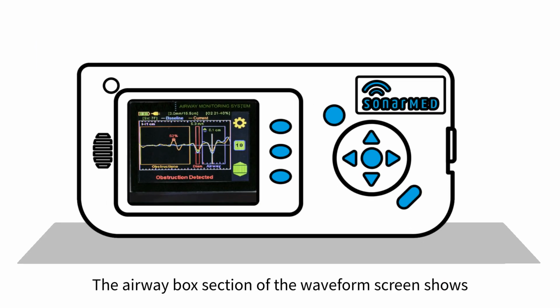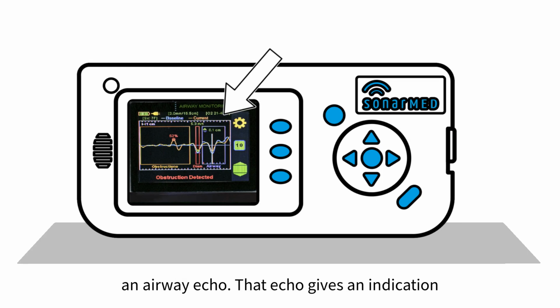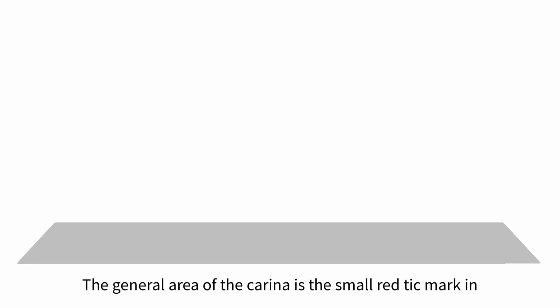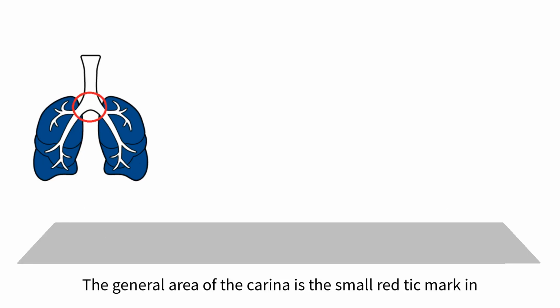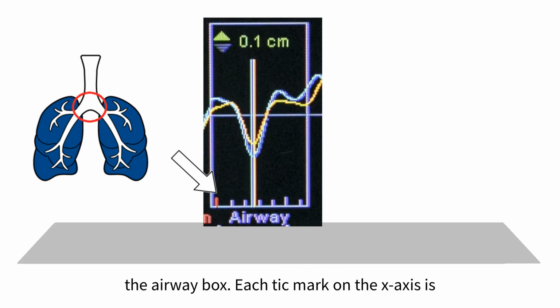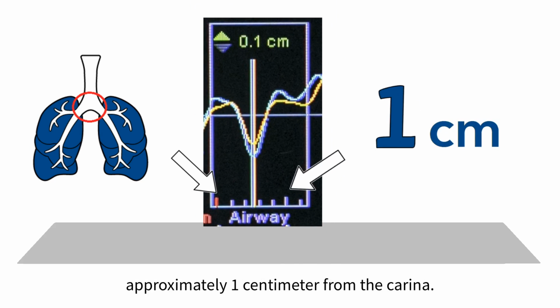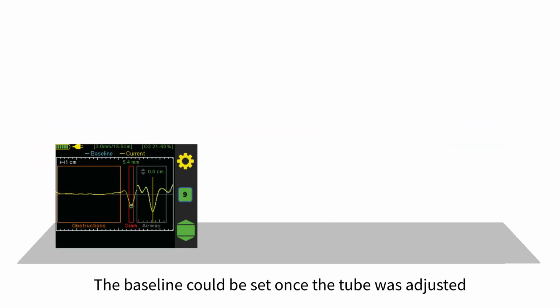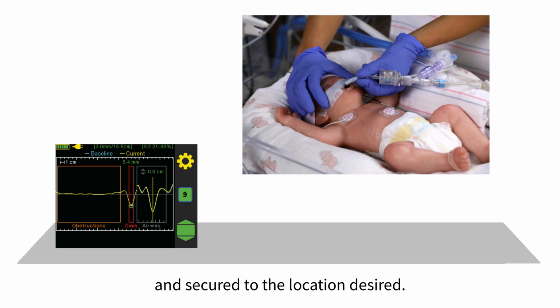The airway box section of the waveform screen shows an airway echo. That echo gives an indication of the current location of the ETT. The general area of the carina is the small red tick mark in the airway box. Each tick mark on the x-axis is approximately 1 centimeter from the carina. The baseline could be set once the tube was adjusted and secured to the location desired.